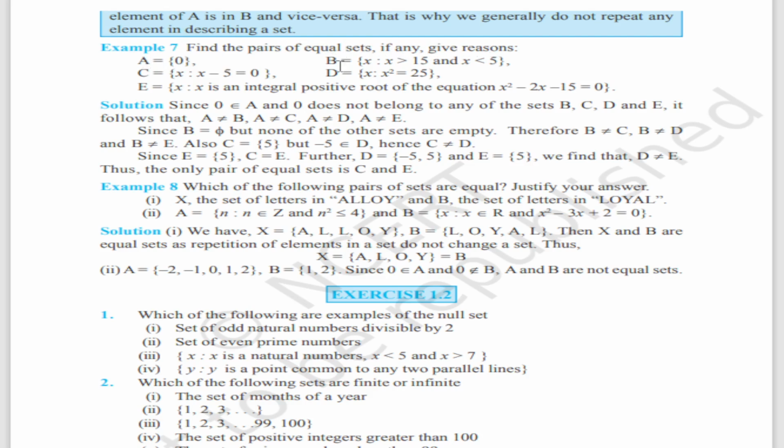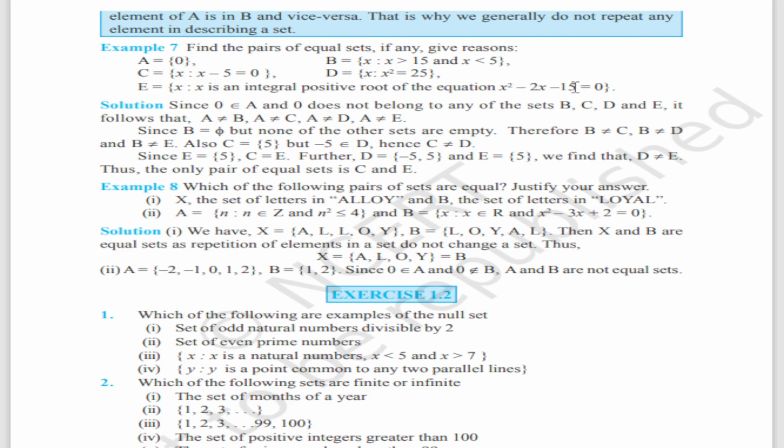A is 0, B is all such X as X is less than 5 and greater than 15, B is empty, right? There's no number which is less than 5 and greater than 15 at the same time. C, X is equal to 5, so it is the singleton set {5}. Any set that has only one element is called a singleton set. So X is equal to 5 is the solution, and in D we have X square is equal to 25. It means X is plus minus 5, right? And here X is an integral positive root of the equation x square minus 2x minus 15.